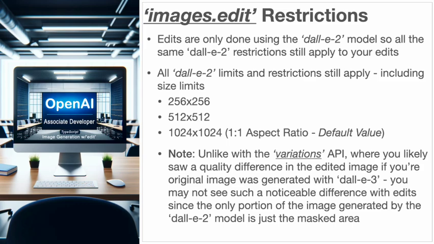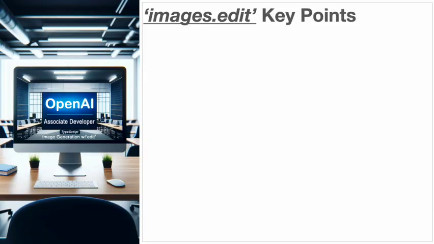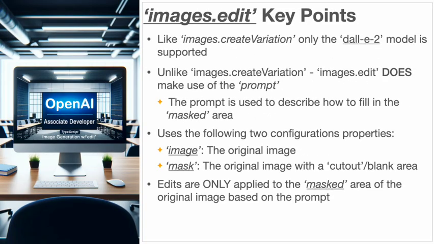Some key points to note. The images.edit API only supports the DALL-E 2 model. Unlike images.createVariation, this endpoint uses a prompt to describe how the masked area should be filled. It uses two essential configuration properties, image and mask. The image is your original image, and the mask specifies the area to be edited. Edits are confined to the masked area, which allows for targeted changes based on your prompt.